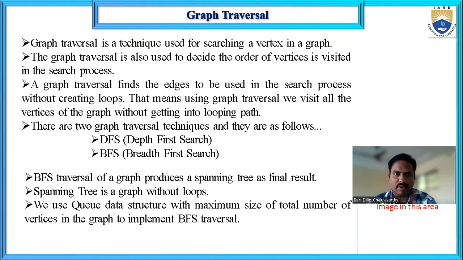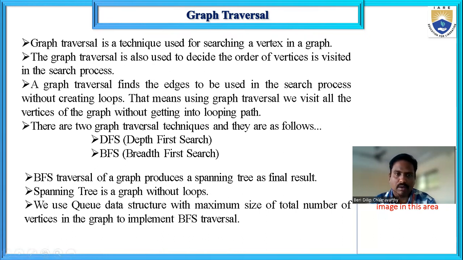The graph traversal finds the edges to be used in the search process. We are going to find the edges without creating loops. That means using graph traversal, we visit all the vertices of a graph without getting into looping. We don't get any loops there.